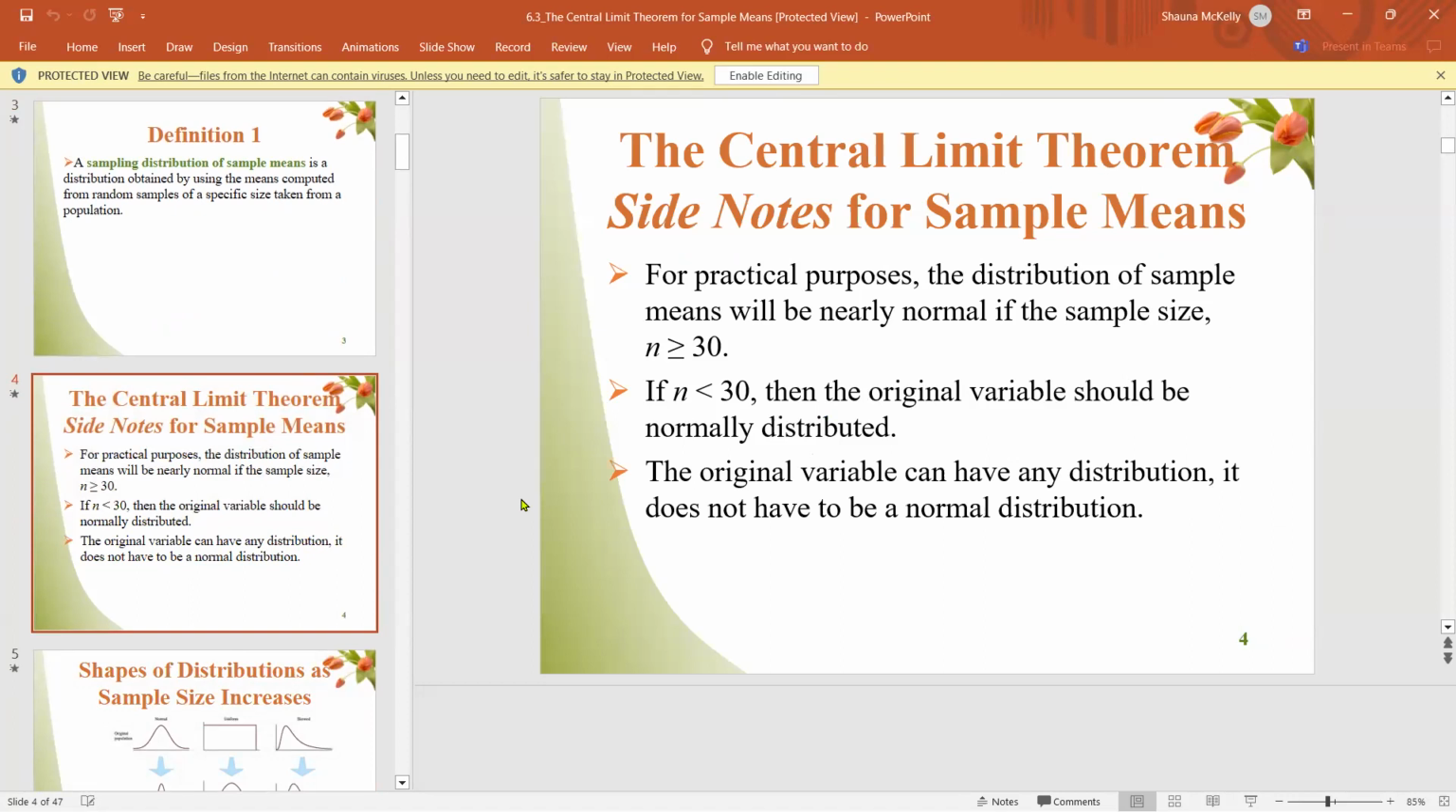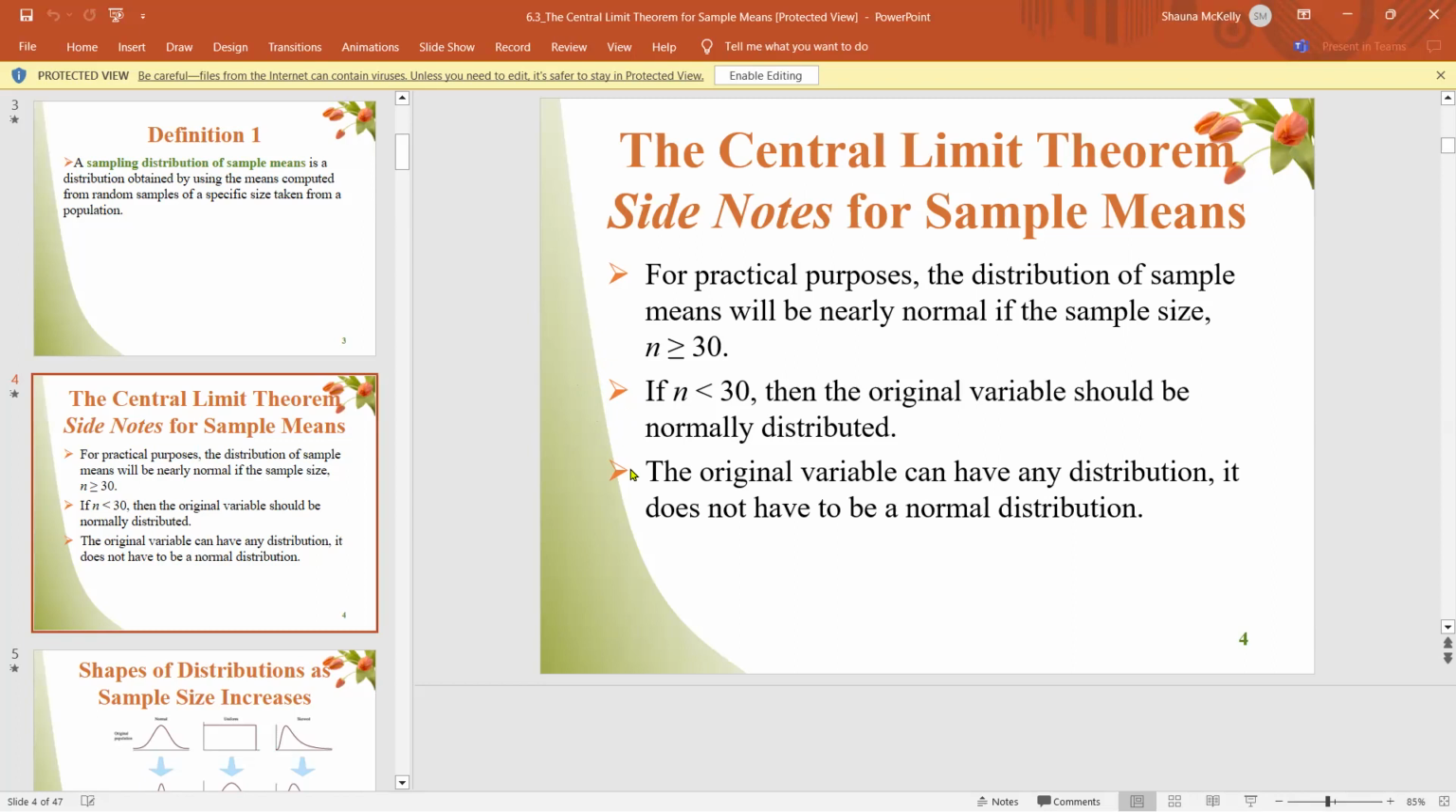These are side notes here. Now this is going to play into the second part of our question. The distribution of sample means, regardless of which one you're doing, will be nearly normal if the sample size is greater than or equal to 30. If it's less than 30, then the original variable should be normally distributed. Remember this bullet point. We're going to come back to that. This plays into this question.